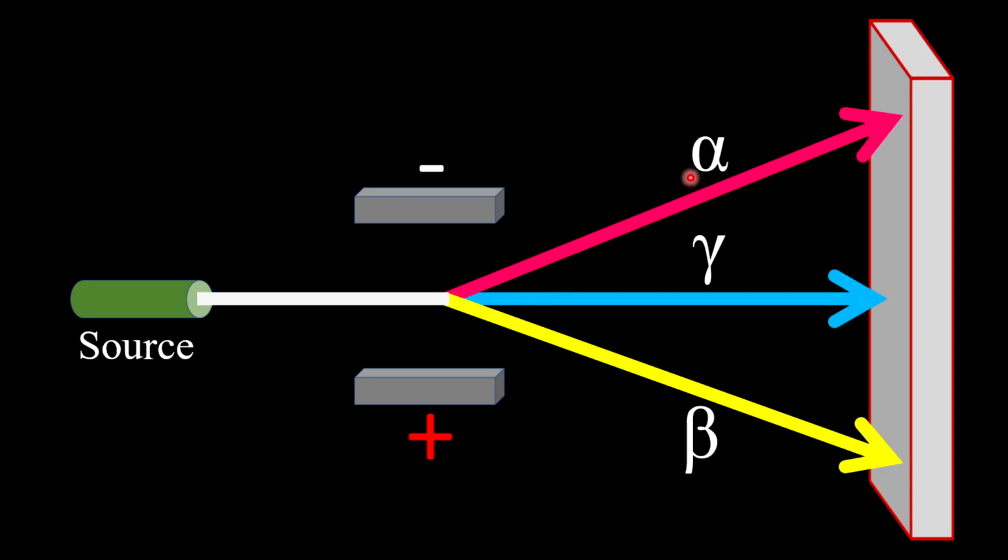By virtue of the alpha particle being positively charged, it will deflect towards the negative plate. The beta particles are negatively charged, so they will deflect towards the positive plate, because remember, opposite charges do attract. The gamma particles will remain unaffected. There is no deflection, there is no change, because they are neutrally charged and hence they will pass straight through. So there is no deflection with the gamma particles.